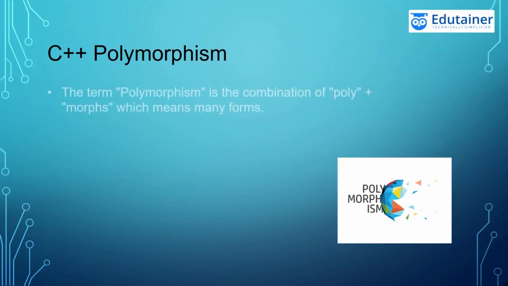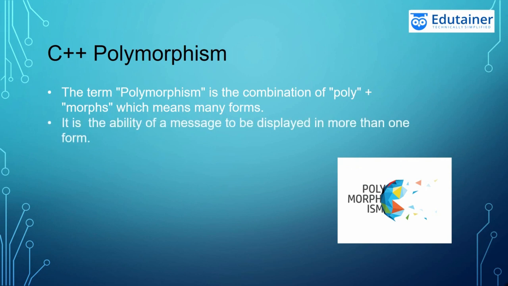Polymorphism. The term polymorphism is a combination of poly plus morph, which means many forms. It is the ability of a message to be displayed in more than one form. So polymorphism means you can display a message in many forms.